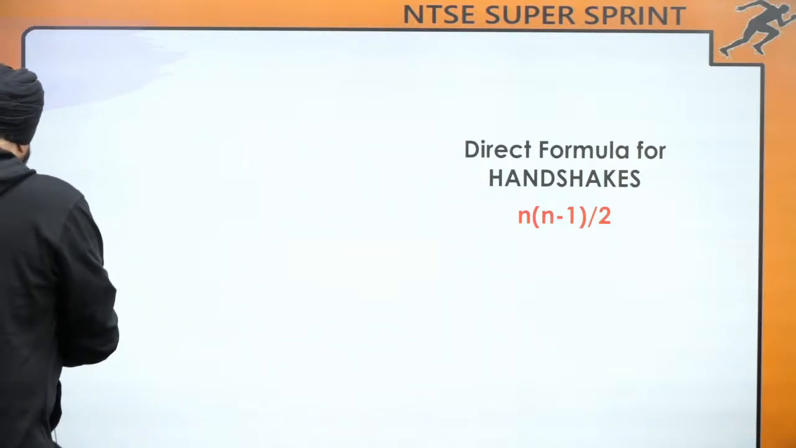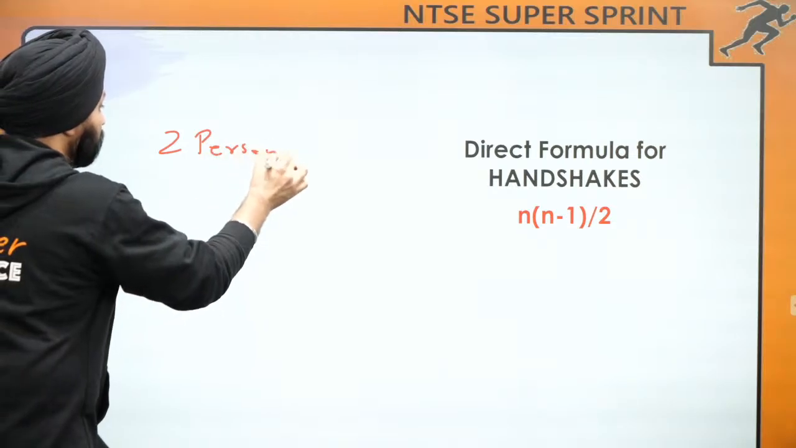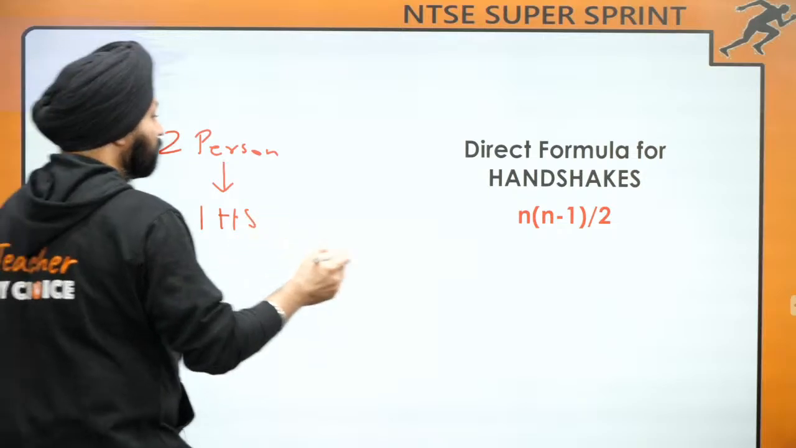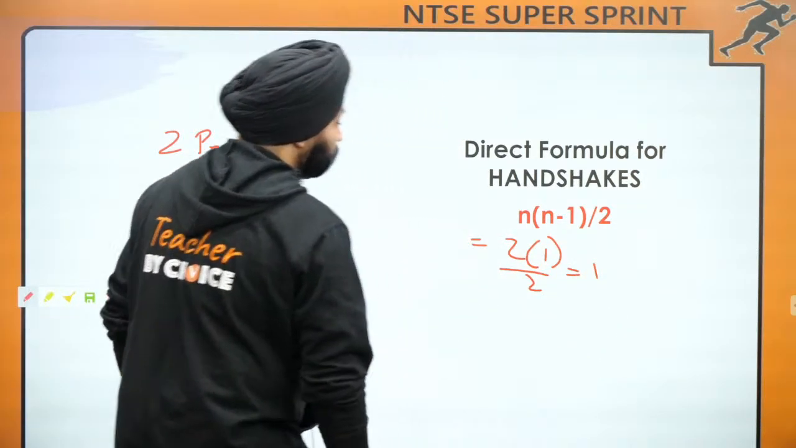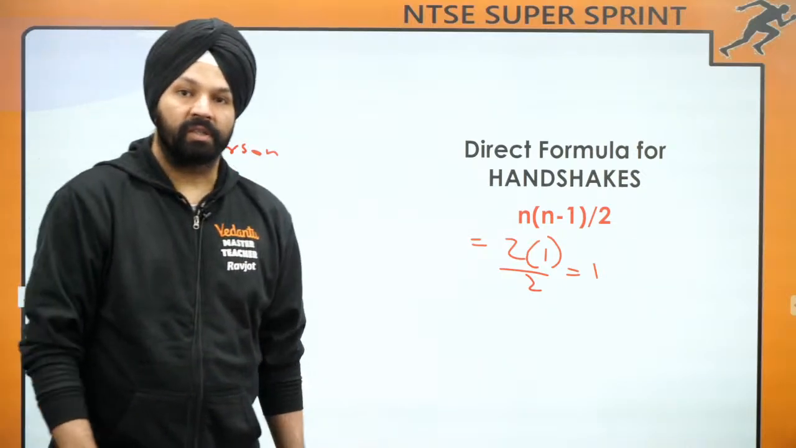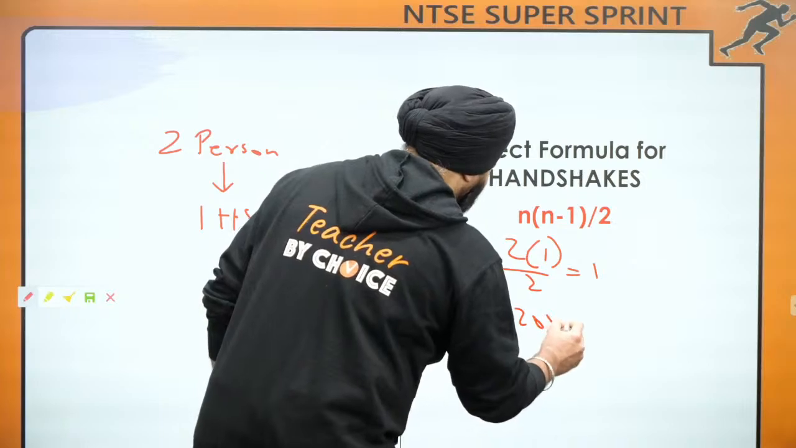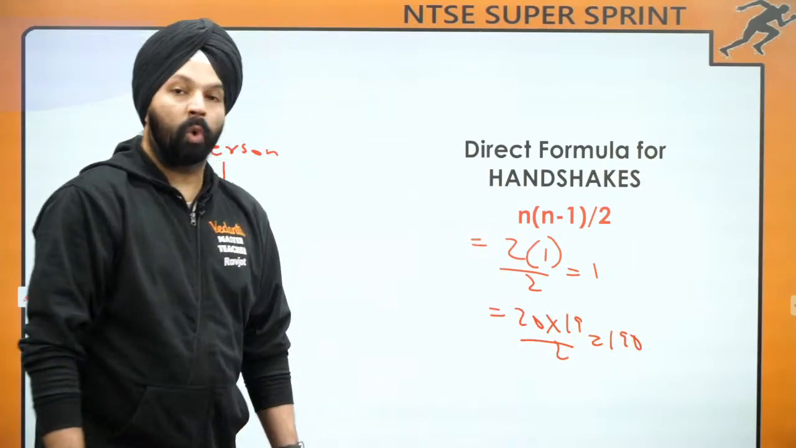Let's suppose there are two persons. So how many handshakes will take place? One handshake. Check करें, ये बनता है formula. n को रखा 2. So how many handshakes? 1, right? So that is clear. Similarly, if there are 20 people, that will be 20 into 19 by 2, that is 190, जो हमारा पिछला example था.